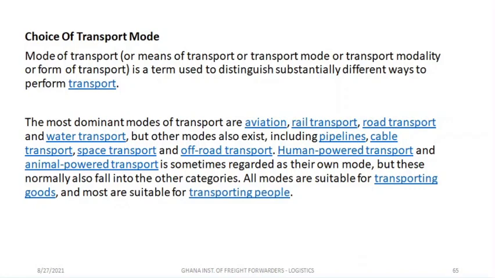So don't be misled. The two words, mode and means, sometimes are used by people interchangeably. It is not the same. So we have the mode for air. Air is the mode, rail is another mode, road is another mode, and water is another mode.